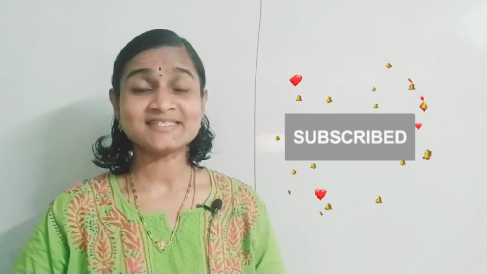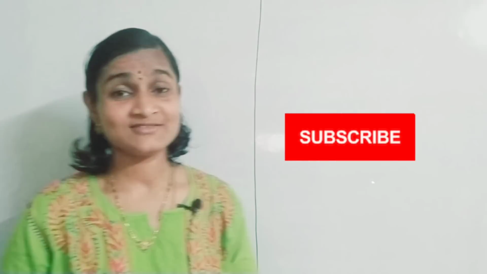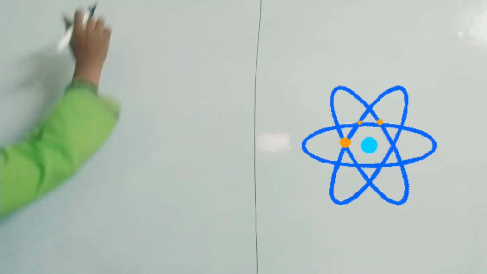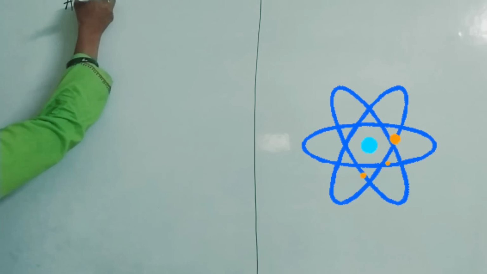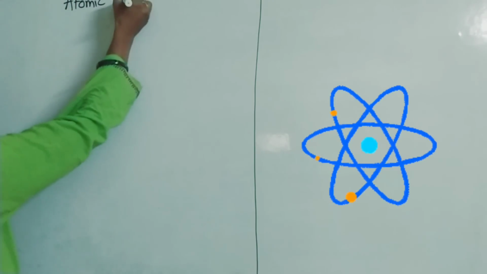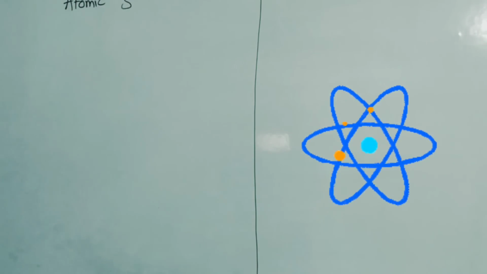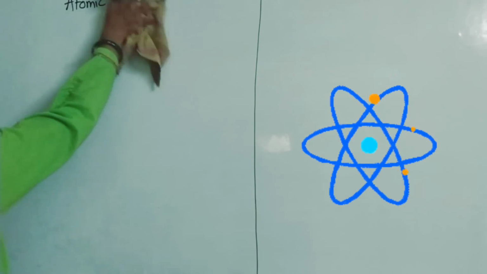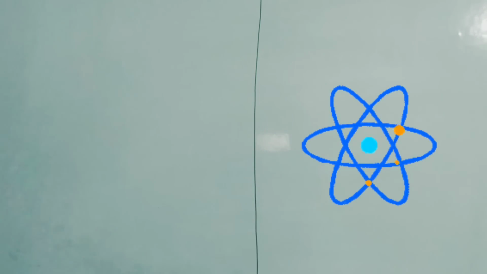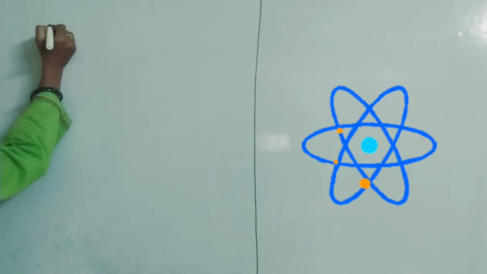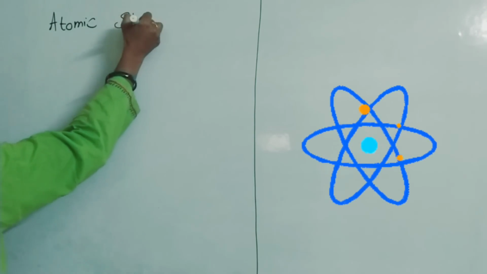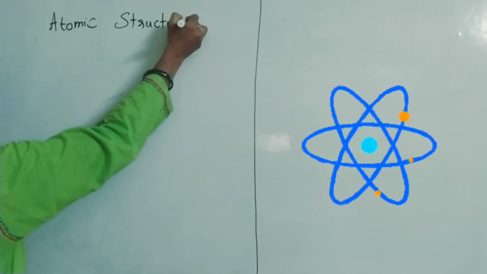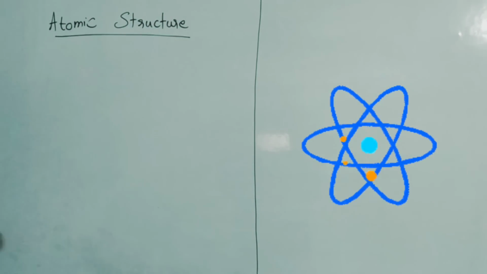So let us start the topic. Today we are going to learn about what? Structure of atom. This is a very important concept of chemistry, atomic structure. Better I write a little bit down so that it will be visible to all of you. Atomic structure. In this video we are going to learn certain topics of the structure of the atom.